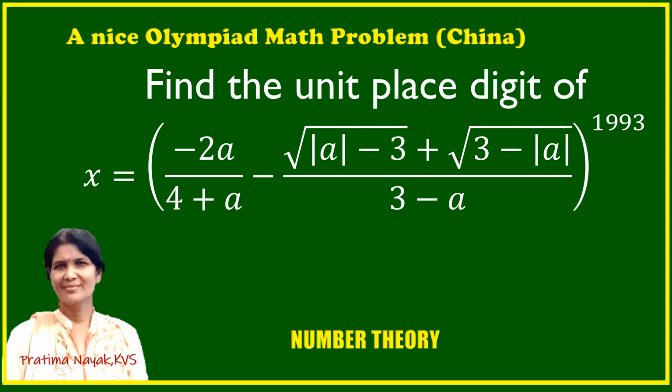Today we'll learn the solution of a Chinese maths Olympiad problem which is based on algebra as well as number theory. Find the unit place digit of x when x is equal to (minus twice a upon 4 plus a minus square root of modulus a minus 3 plus square root of 3 minus modulus a, whole upon 3 minus a) whole to the power 1993. So let's proceed.